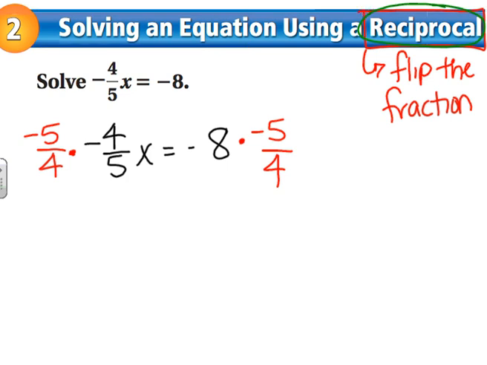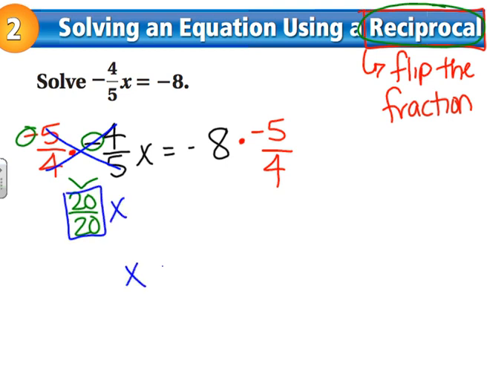Okay, left side, negative multiplied by a negative is a positive. 5 times 4 is 20. 4 times 5 is 20. And 20/20ths is just 1. So everything that is over on the left side, that's going to simplify to be 1x, or just x.